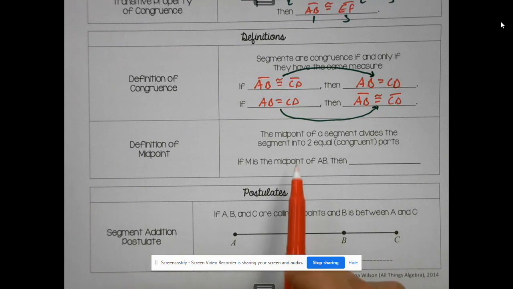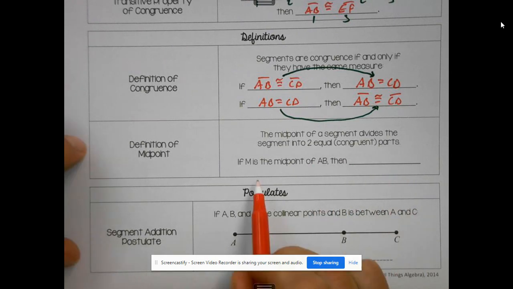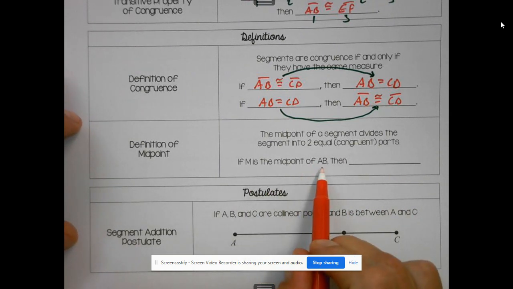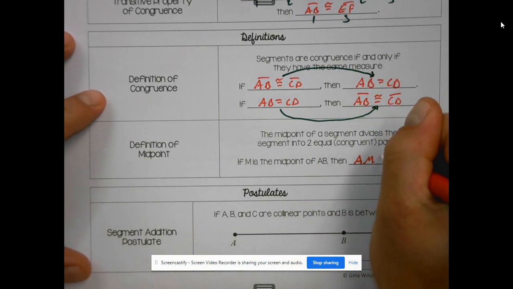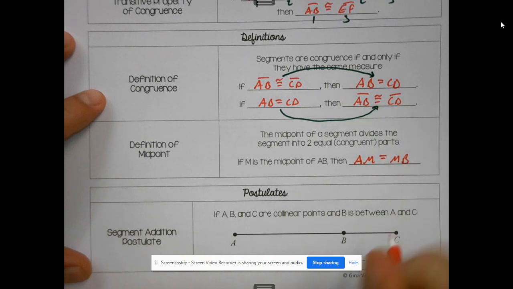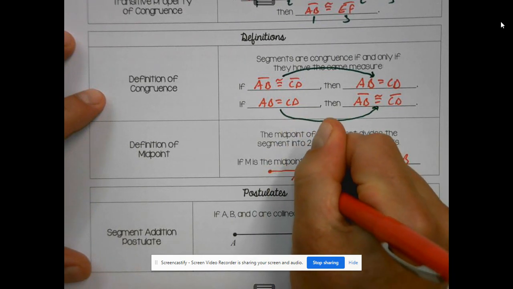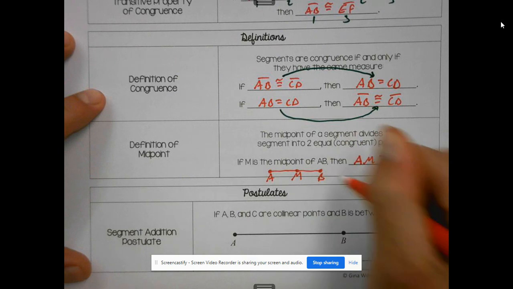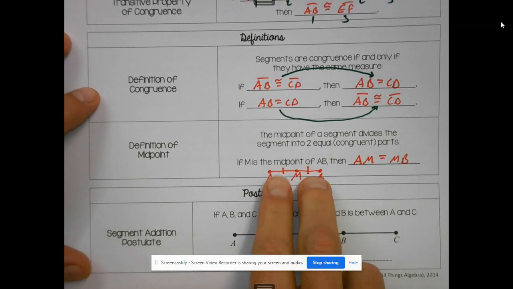Definition of midpoint. The midpoint of a segment divides a segment into two equal parts, congruent parts. If M is the midpoint of AB, then I know that AM is equal to MB. A little visual for you. If M is the middle between A and B, then I know that this piece is equal to that piece. Definition of a midpoint. It creates two equal parts.